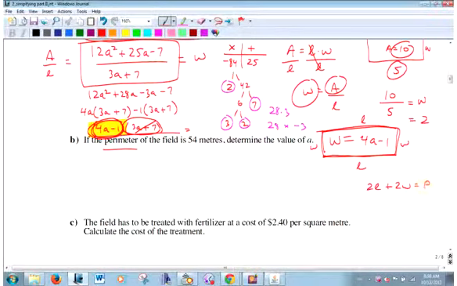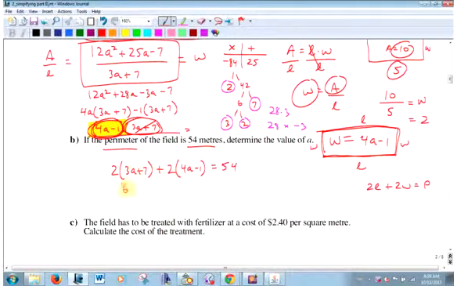Do I know what the length of this thing is? Yeah, it's 3a plus 7. If I have 2 lengths and 2 widths, they're telling me that equals 54. That's how long it is. Recall seeing this in grade 10? You got it. Okay. So, what do I do?